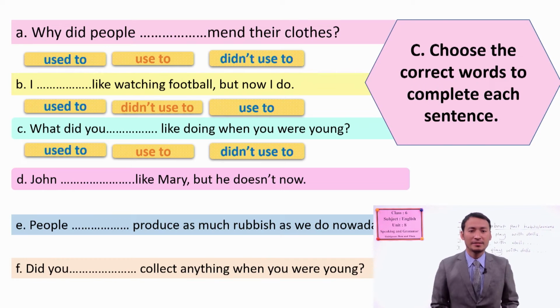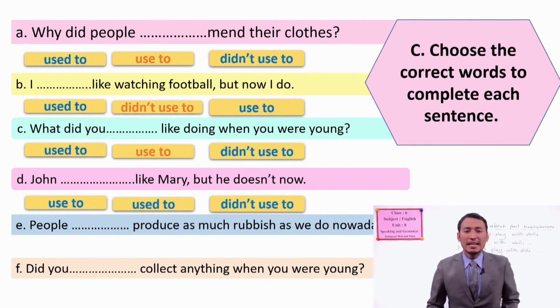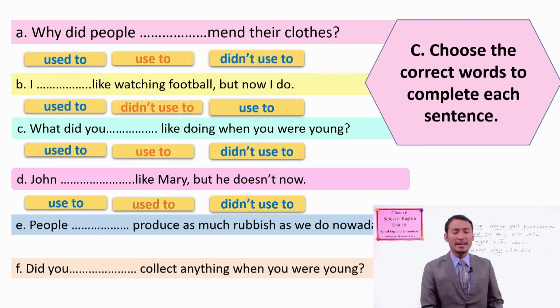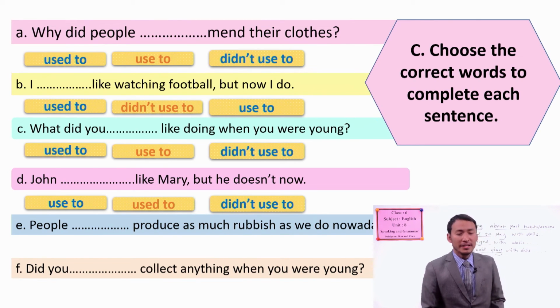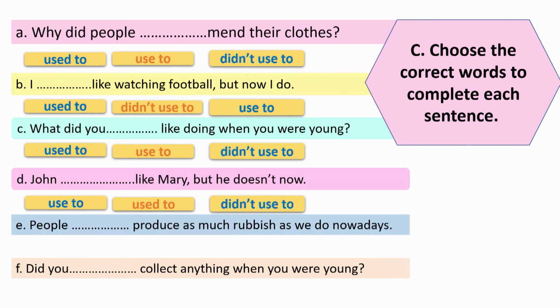Okay, now next sentence on D. John like Mary, but he doesn't now. It means he used to like. So the answer is used to like, right, students? Okay, you got it. And number E, people produce as much rubbish as we do nowadays.